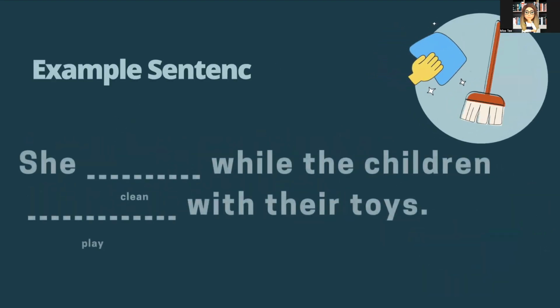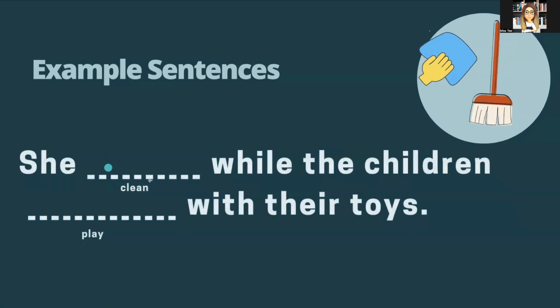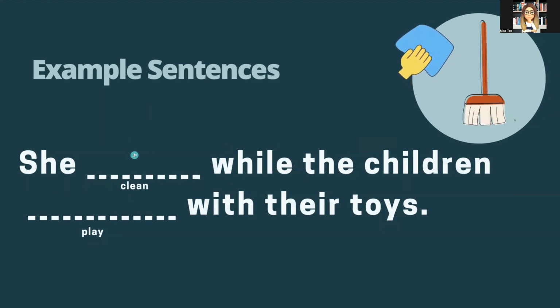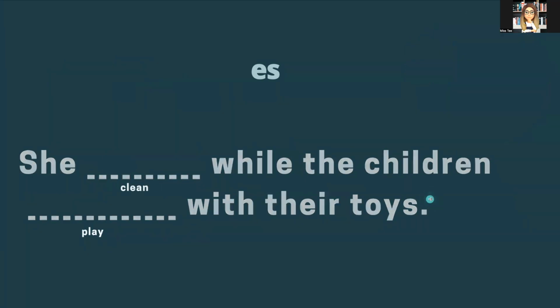Here's another one. She, and then clean is the word that we have here, while the children, and then we have another one, play with their toys. Now we have while, so we know that this needs to be changed to past progressive. And this needs to be changed to past progressive. So how do we do that?